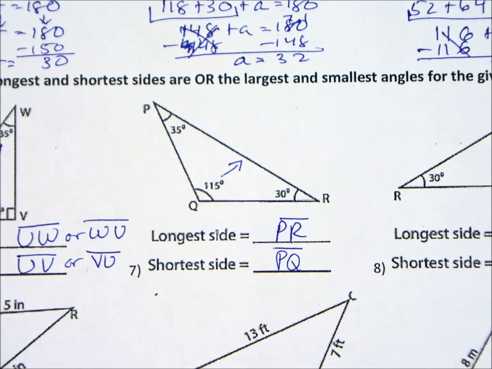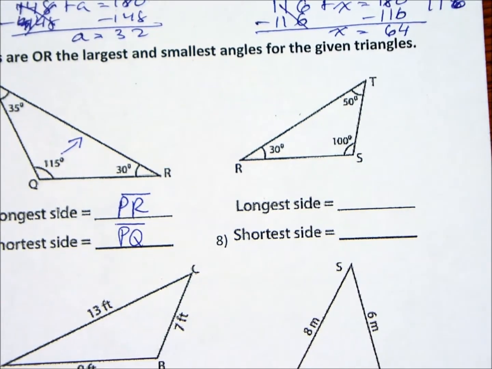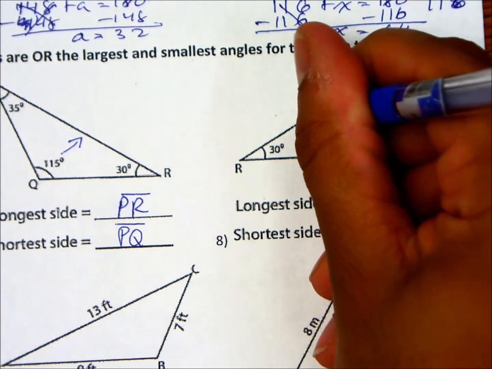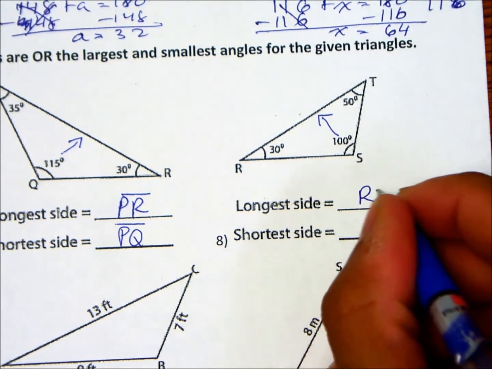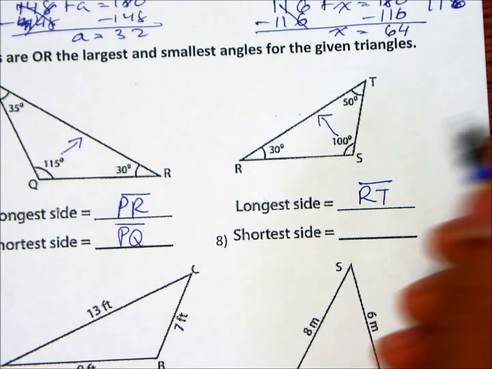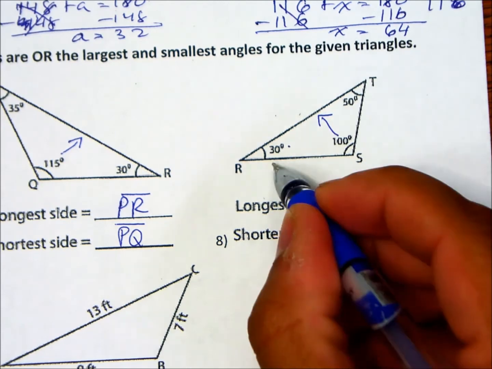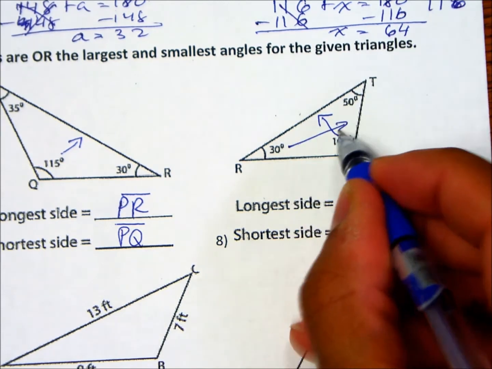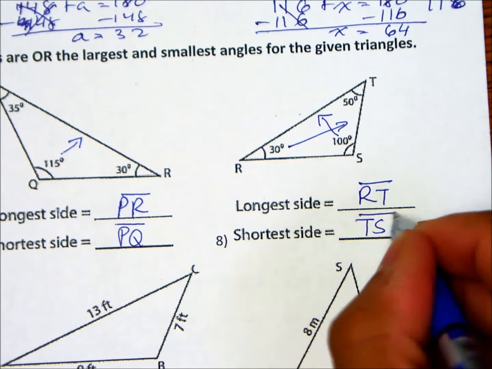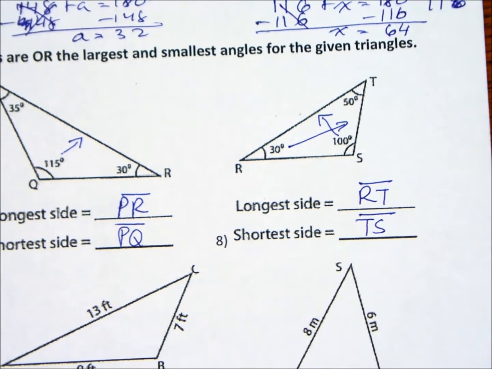All right. Last one on that side. Longest side, right opposite 100 degrees is side RT. The shortest side is with the smallest angle, right opposite is TS. I don't ask you anything about the middle angle or middle side, so don't worry.